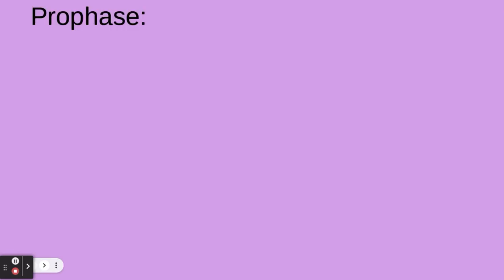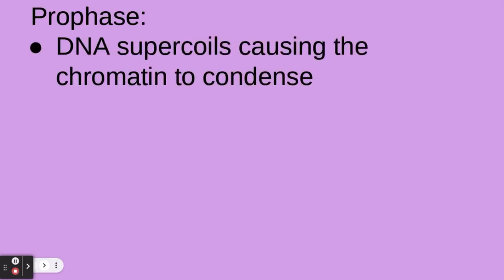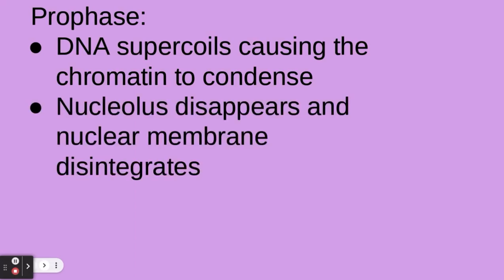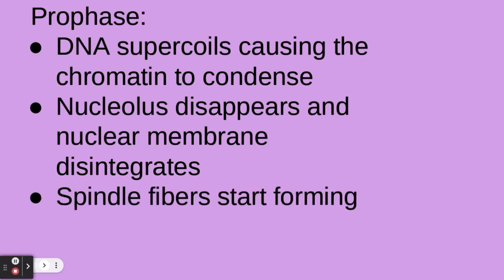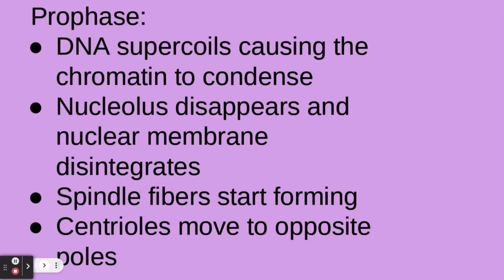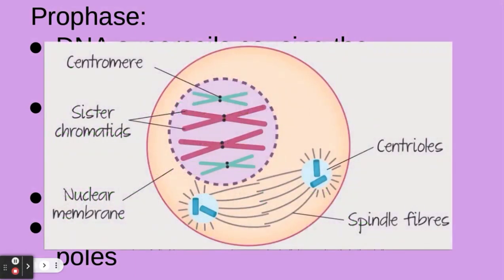The first is prophase. This is where the DNA supercoils, causing the chromatin to condense. The nucleolus disappears and the nuclear membrane disintegrates. The spindle fibers start forming, and the centrioles move to opposite poles. This is a picture of what prophase looks like.